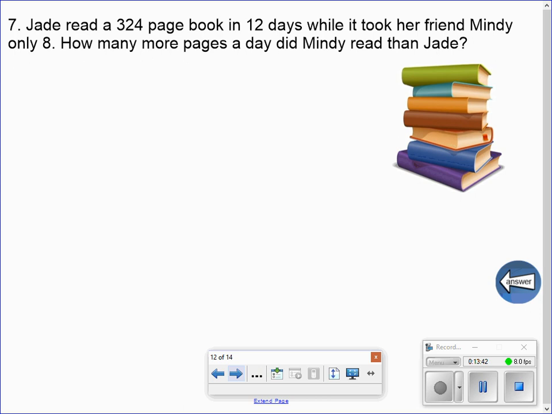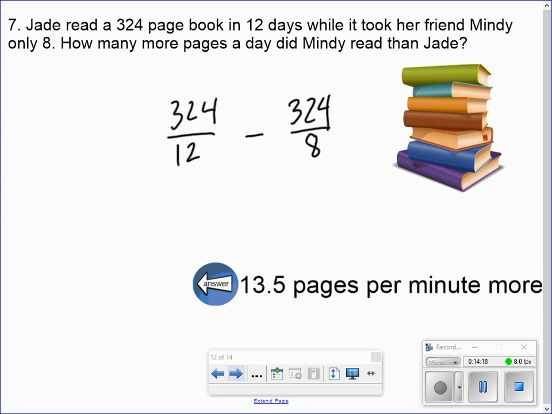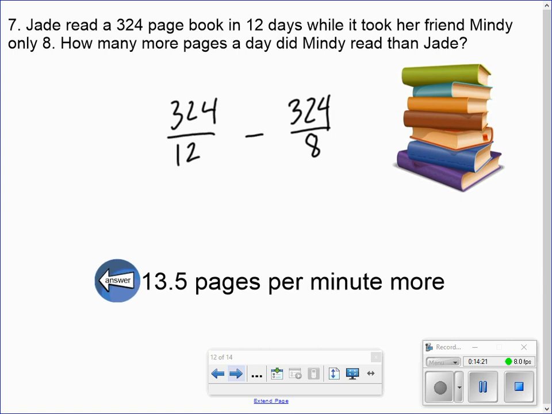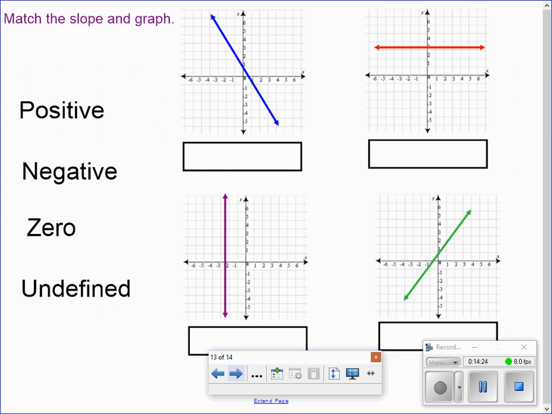Same thing here, looking at Jade can read a 324-page book in 12 days. Well, it took Mindy only 8 days. How many more pages a day did she read than Jade? You would find their unit rate per day. So 324 over 12 days would give you the pages per day for Jade. 324 over 8 days would give you the one for Mindy, and then you could subtract those unit rates. So 13 and a half pages per day more would be the answer there.